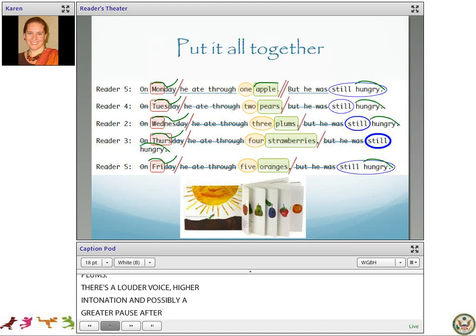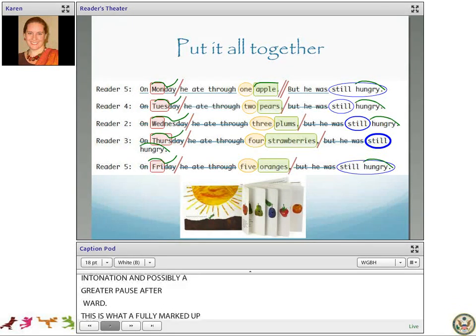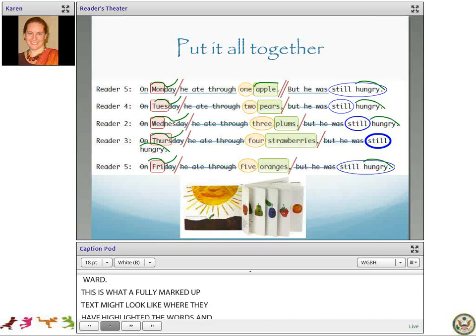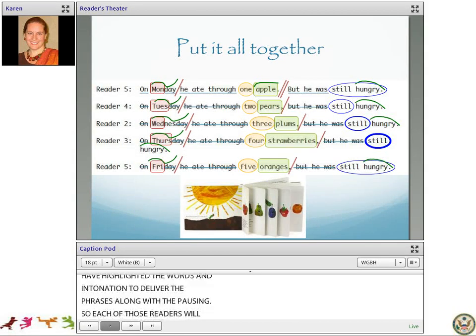This is what a fully marked up text might look like, where the learner has highlighted the important words. She has marked the intonation that she needs to deliver those phrases along with the pausing. Okay. And so each of those readers will now be able to read together to deliver a single text that behaves in a certain way.